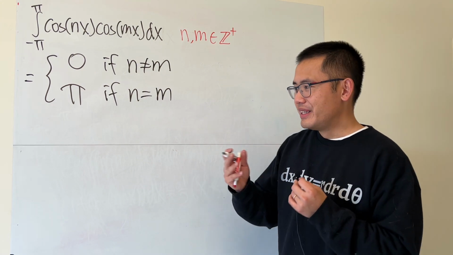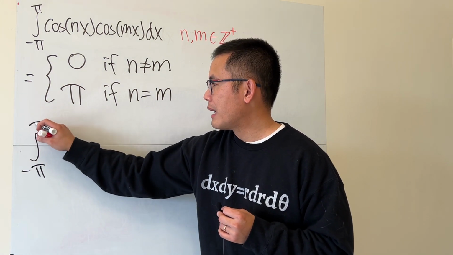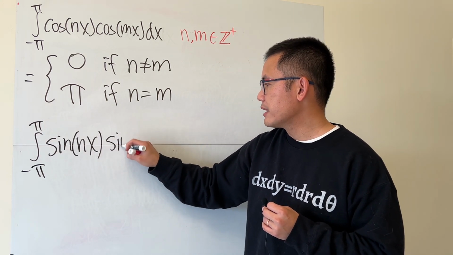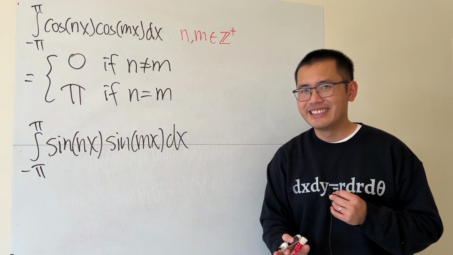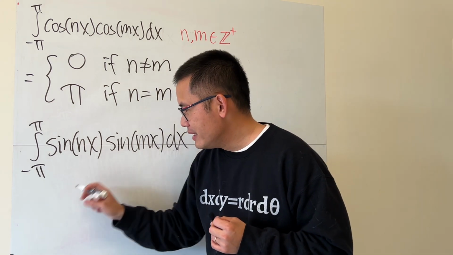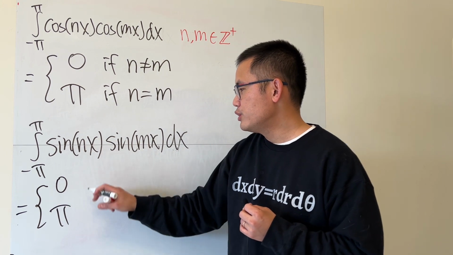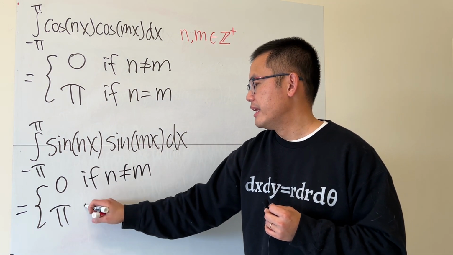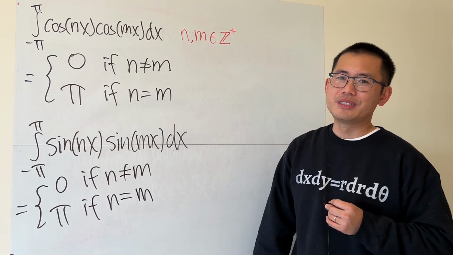Done. Now, the other version is we have the integral of negative pi to pi of sine of nx times sine of mx. Let me tell you the great news. The result and the conditions are exactly the same. So this right here, again, either you get 0 or pi. The condition for the 0 is if n is not equal to m, and then if they happen to be equal to each other, then you end up with pi.